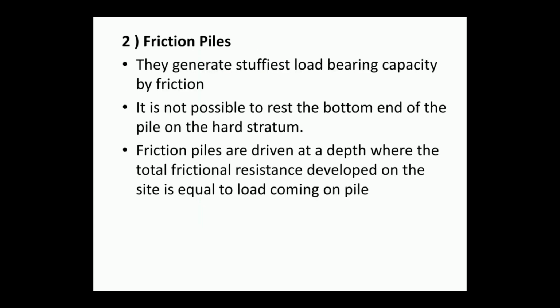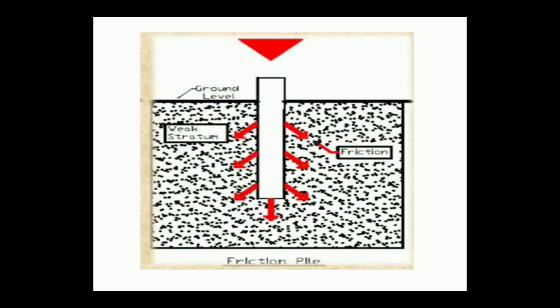A friction pile generates sufficient load-bearing capacity by friction, so it does not rest on a hard stratum. Friction piles are driven to a depth where the total frictional resistance developed on the site is equal to the load coming on the pile. The figure shows a friction pile in which the load from the structure is resisted by the friction between the surface of the pile and the surrounding soil.